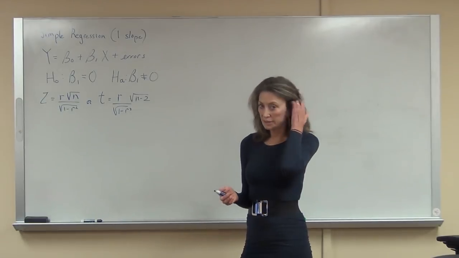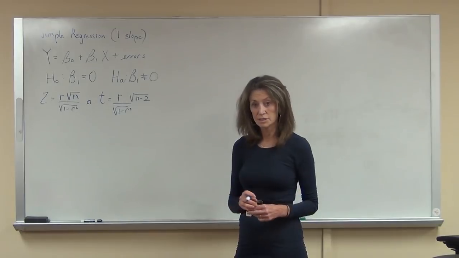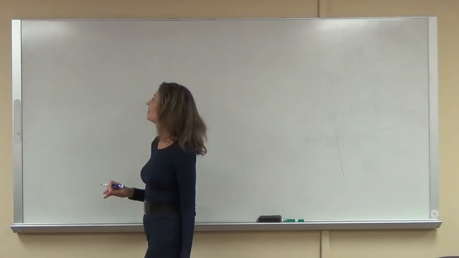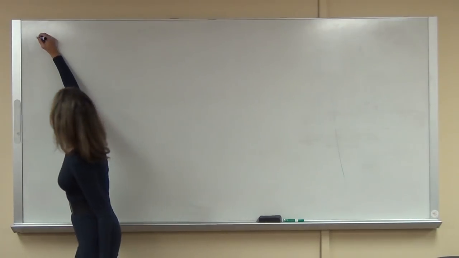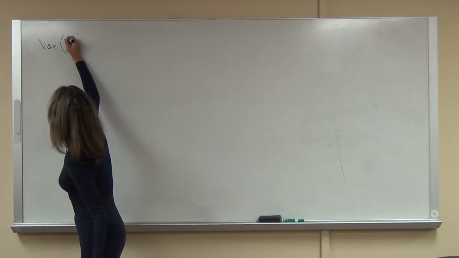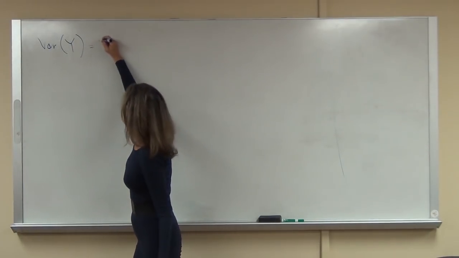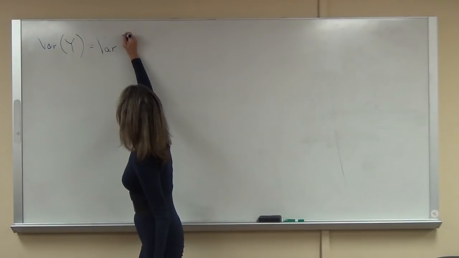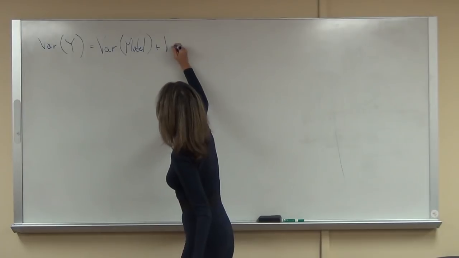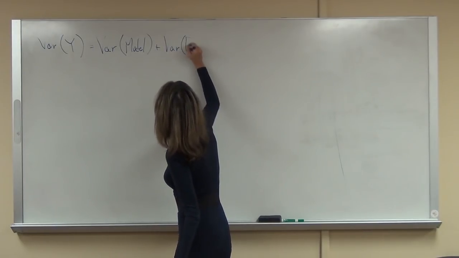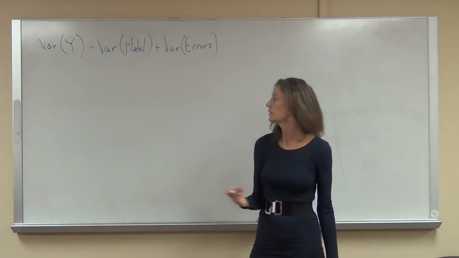So let's recall what we did with ANOVA, analysis of variance comparing group means. What ANOVA does is it breaks up the variance of the y's, what you're trying to predict, into two pieces: one that's explained by the model, the variance of the model, plus the variance of the errors. We did that last time with ANOVA comparing group means.